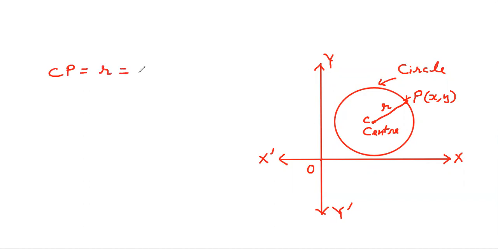R is known as the radius of the circle. You see this curve, the circle curve. Its distance from the center will remain constant. The point P lies on the circle. The length of CP is equal to R, which is the radius of the circle. P is any point on the circle.